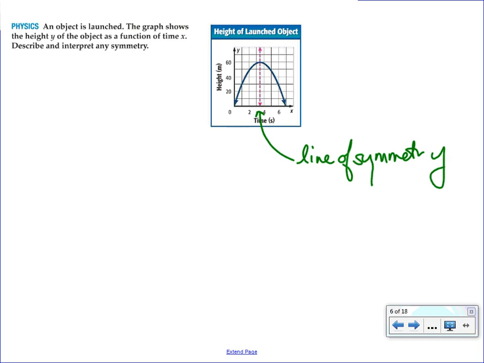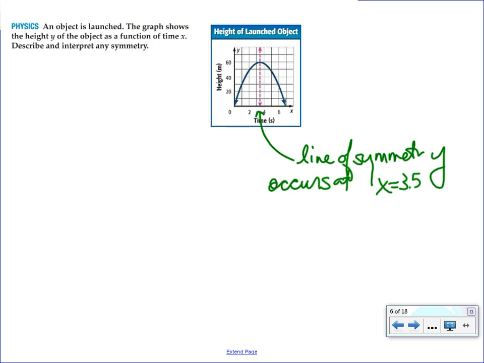And it occurs at what point? X equals 3.5. Well, they said 3.5. I said 3.3 before. Okay, so that's where the line of symmetry is. X is always 3.5. That's that whole line going up there. And now, can you interpret that line of symmetry?